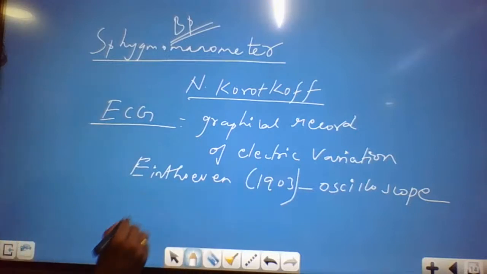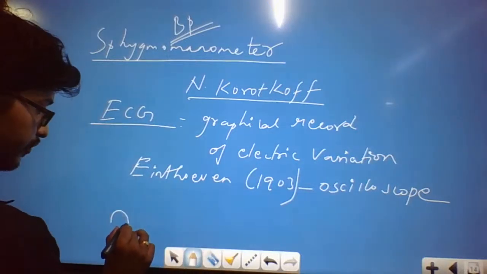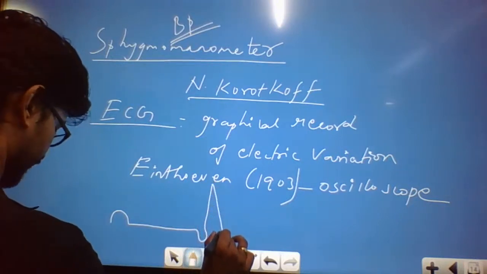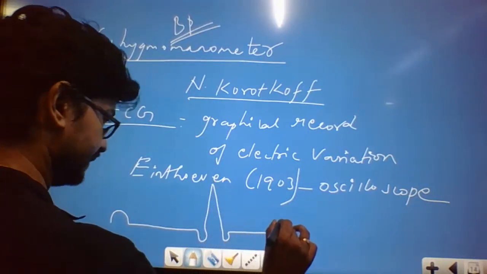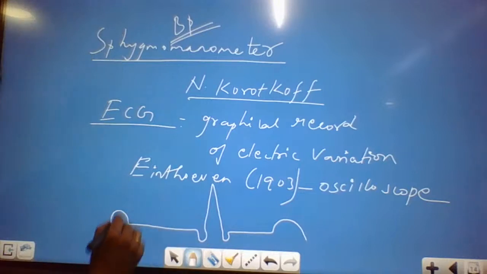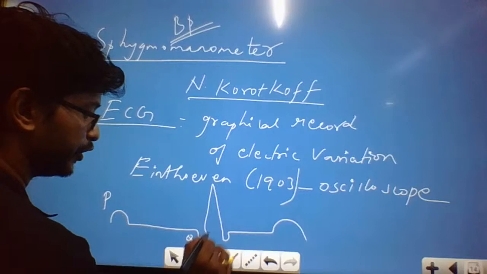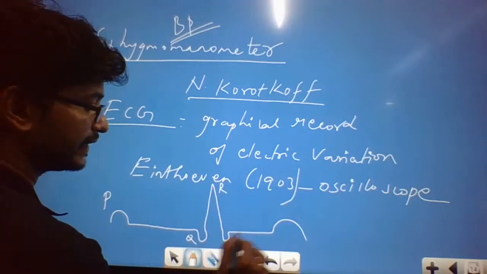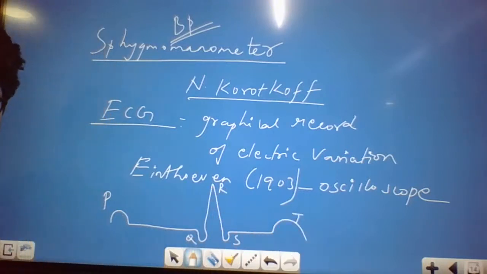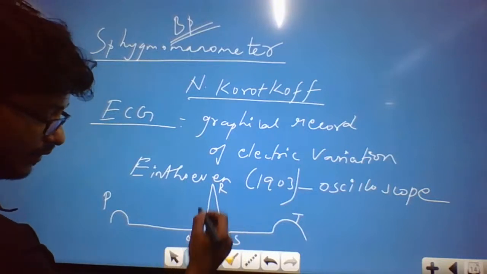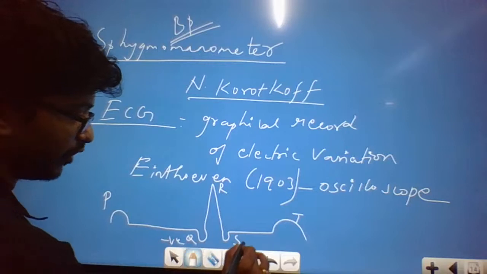When you take one particular wave, for example for ECG, the typical normal wave looks like this. In it you could see the P wave, then Q, and this is R, and this is S, and this one is T. In Q and S, the wave is going down, which we call negative.